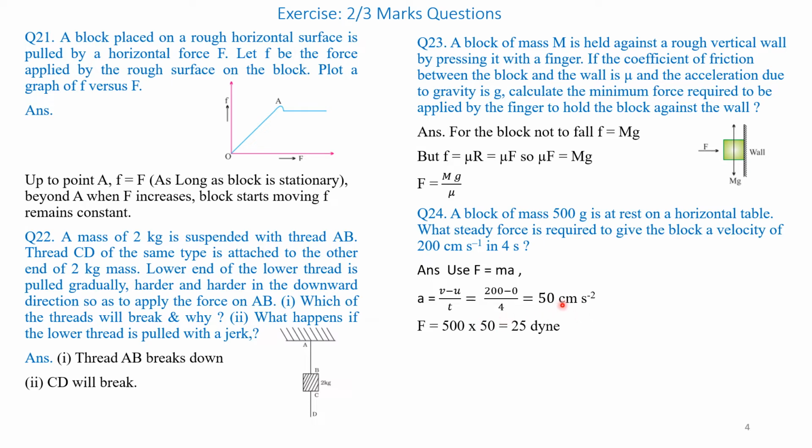We know A and we know M. We can calculate F. Therefore, force F is equal to 500 grams into 50 centimeters per second square. That is equal to 25 dynes.